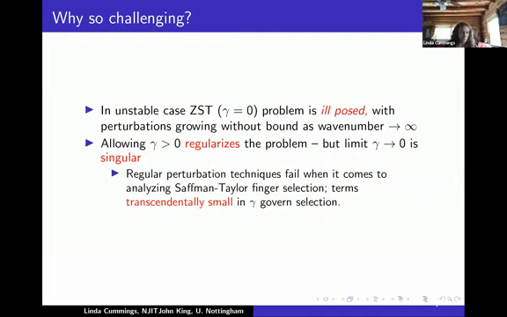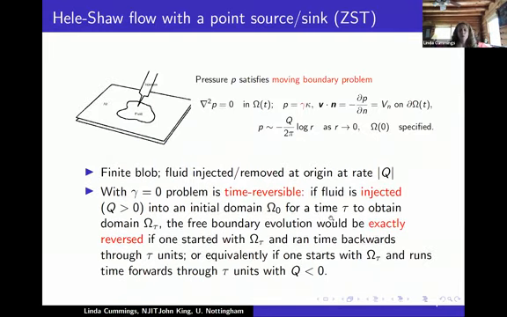Now, if you take the surface tension parameter to be positive, that will regularize the problem, so it won't be ill-posed anymore. But then the problem is that the limit in which that parameter gamma goes to 0 is singular. So regular perturbation techniques fail when it comes to analyzing the Saffman-Taylor finger selection problem, for example. And it turns out that terms that are transcendentally small in the surface tension parameter gamma are those that govern the selection. So with that preamble, let's now consider the problem that I'll be talking about today.